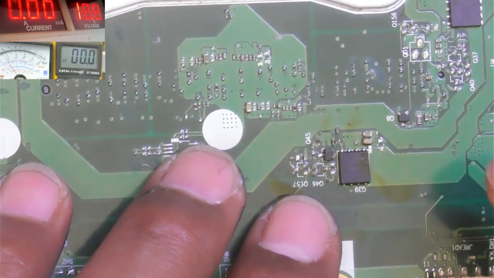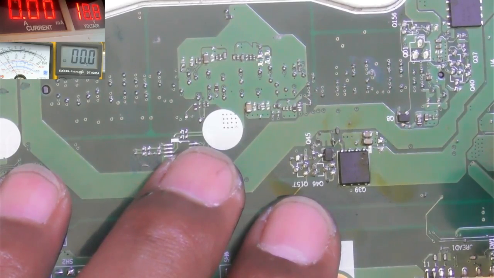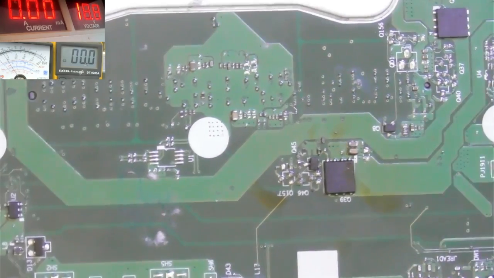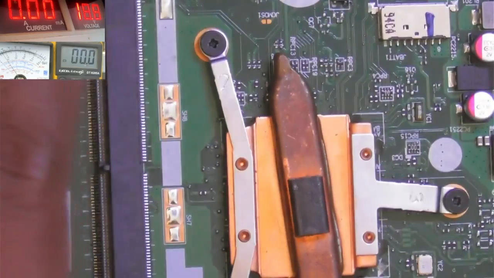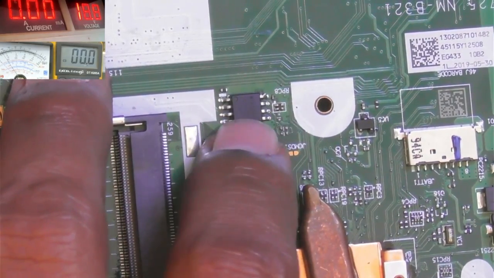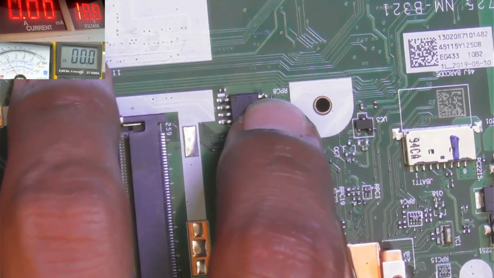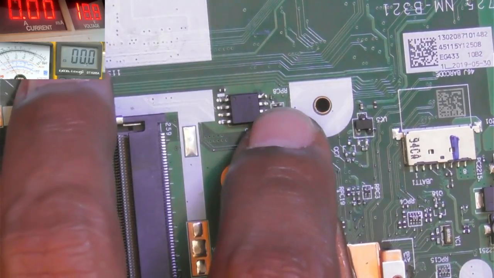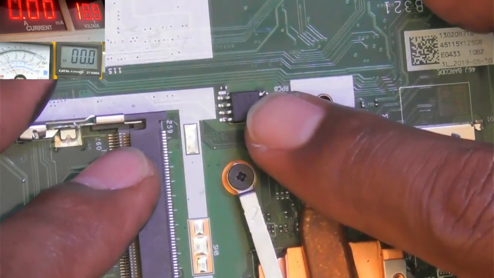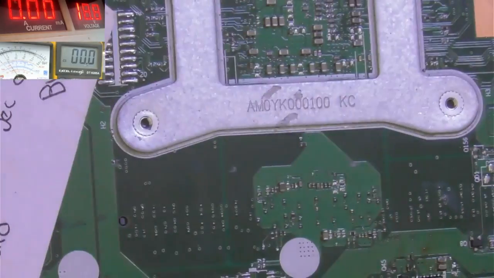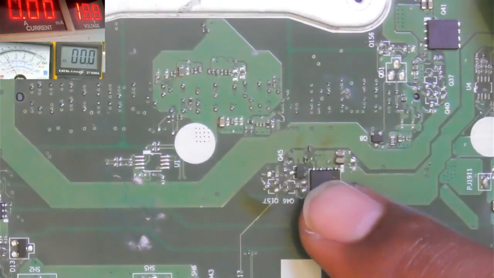This voltage, my friends, is used by the BIOS chip here, and other components on this motherboard. This motherboard was not working because the voltage at the BIOS chip, pin number 8, the VCC pin, was just about 0.9. So I tried to find where this voltage comes from, and I found that this is 1.8 volt from this MOSFET.